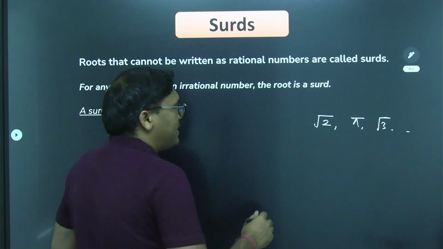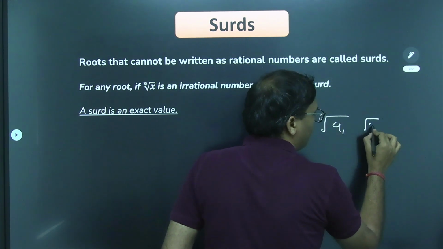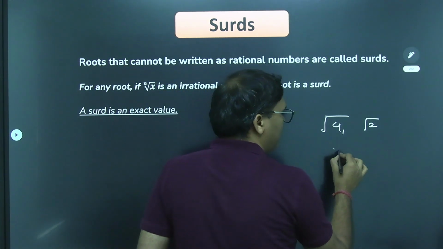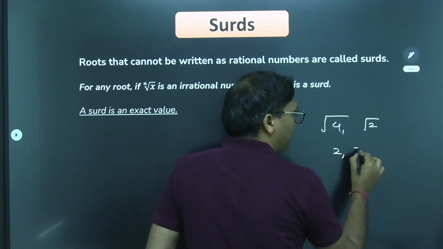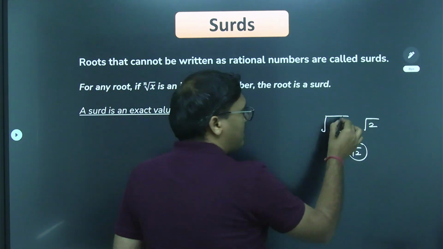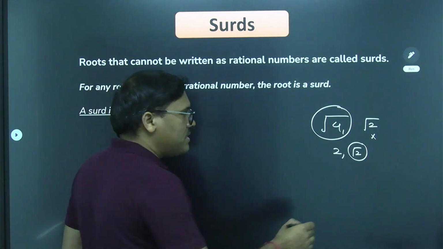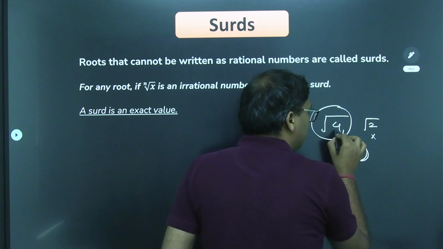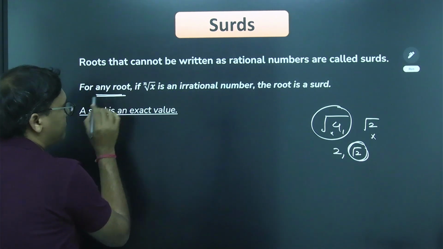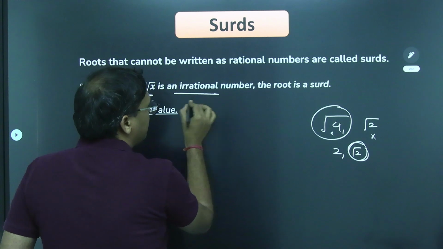Now, just observe this. If you take root 4, for example, and root 2, both are square roots, but root 4 is indirectly equal to 2, while the square root of 2 we cannot simplify further. So, you can see this one converts to a rational number, but this is an irrational number only. So, this is a surd, but this is not a surd. So, what is a surd? This is basically any root. If the nth root of x is an irrational number, it is called a surd.